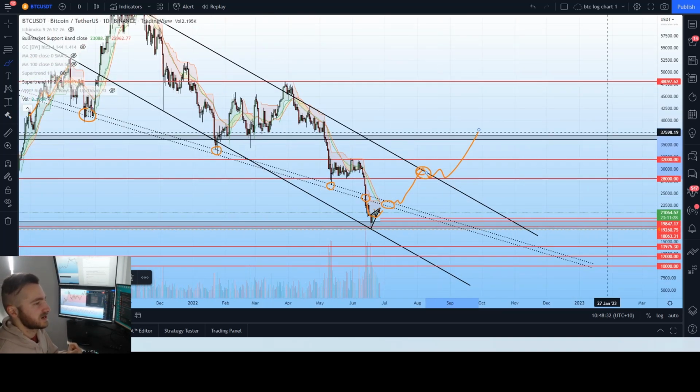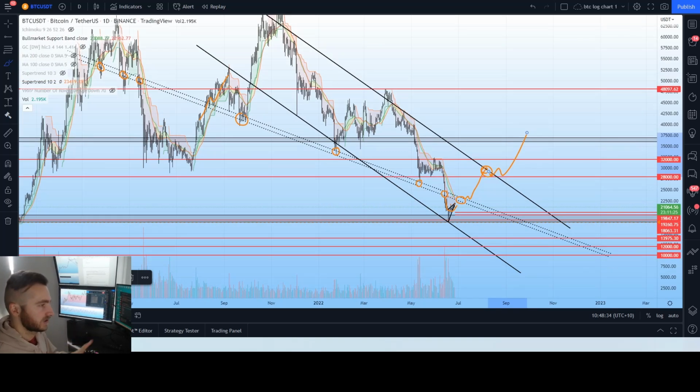Now, that doesn't mean we've turned macro bullish. Very different. Breaking out of a downtrend doesn't mean you're bullish. Sometimes you're not just bullish or bearish. You can be neutral, right? You don't have to be a bull. You don't have to be a bear.